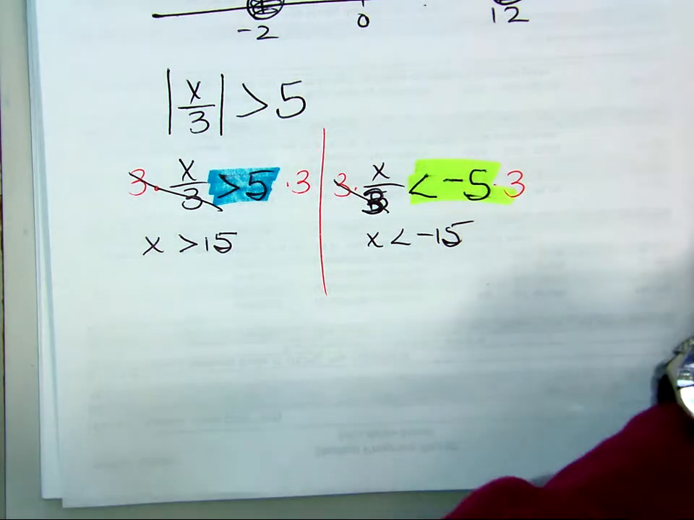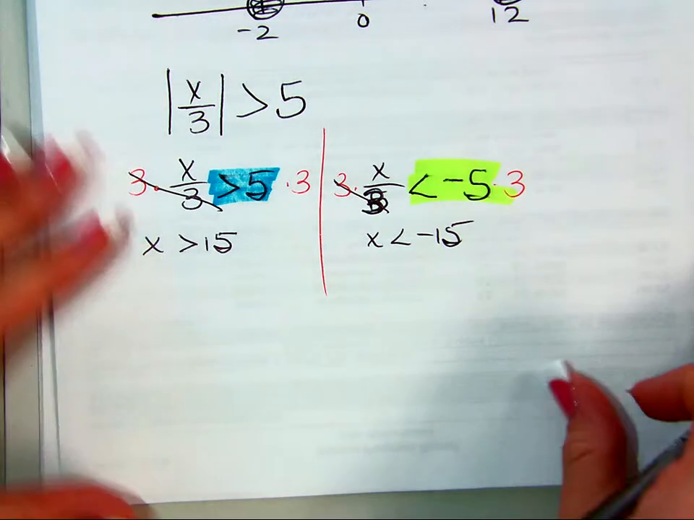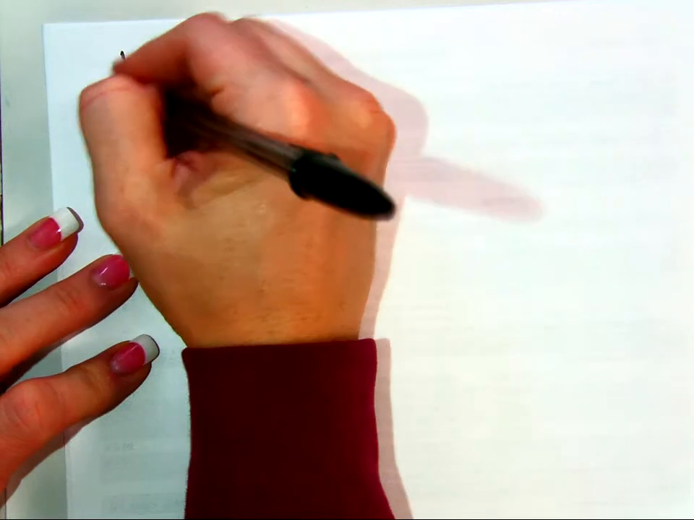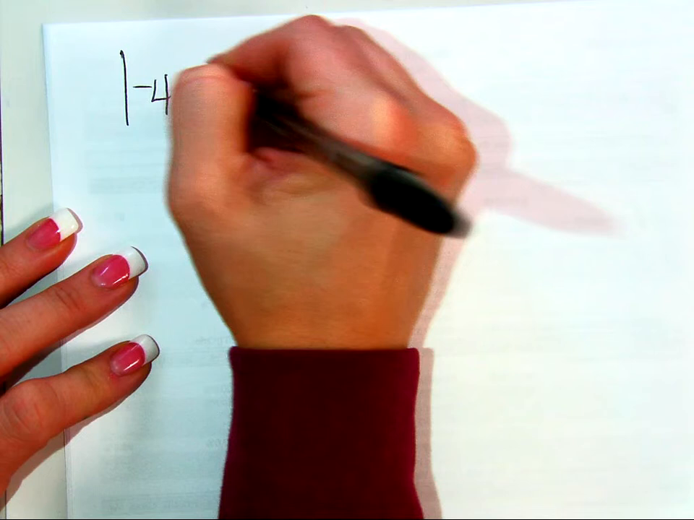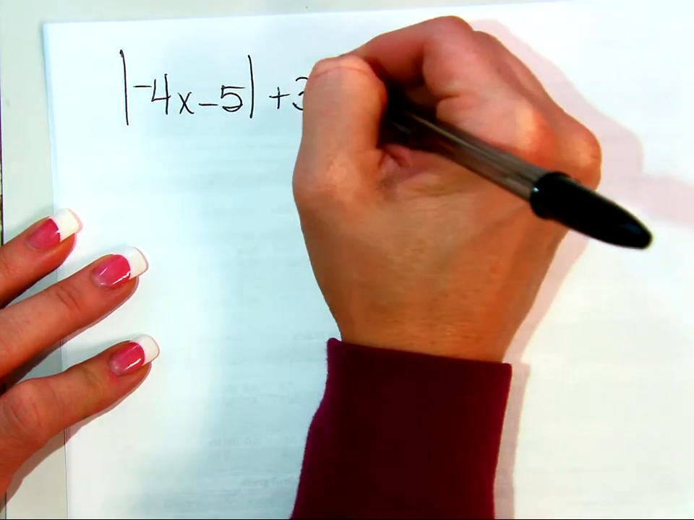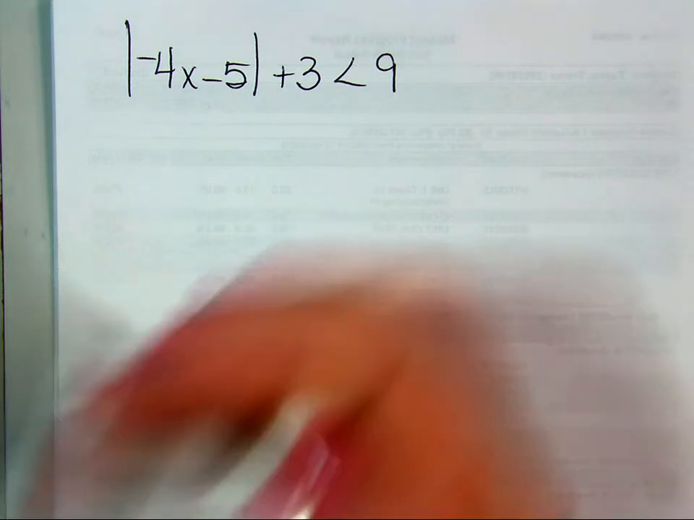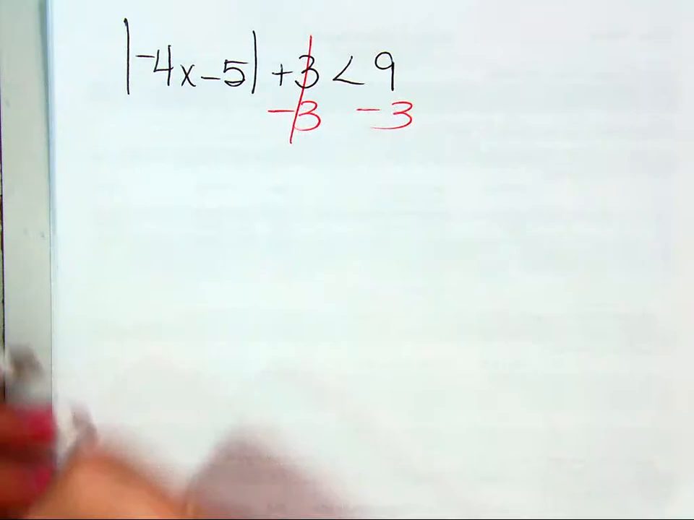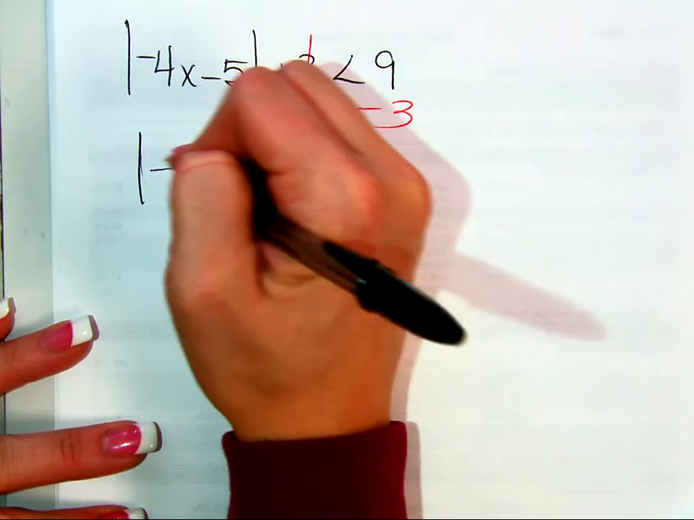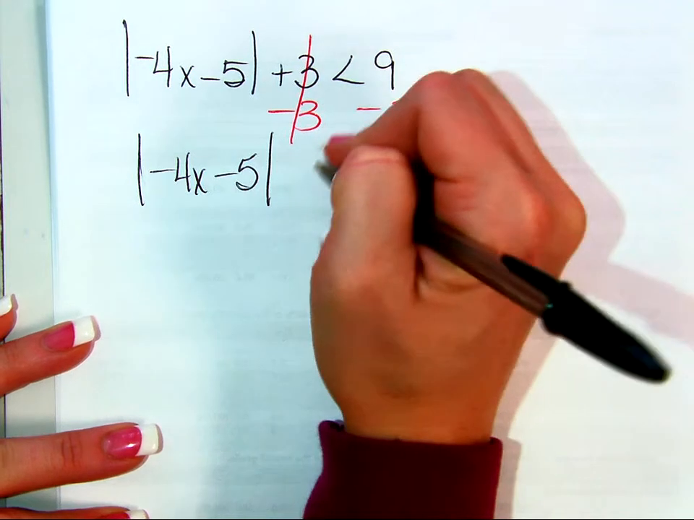It's pretty simple, right? Okay, so let's make it a little trickier then. Okay. So, the absolute value of -4x minus 5 plus 3 is less than 9. Guys, hanging in there? I know it's a long day. All right, what should you do first? I can't have anything outside of that absolute value. So, Anastasia, I'm going to subtract 3 first. And that's going to leave me with the absolute value of -4x minus 5 less than 6.